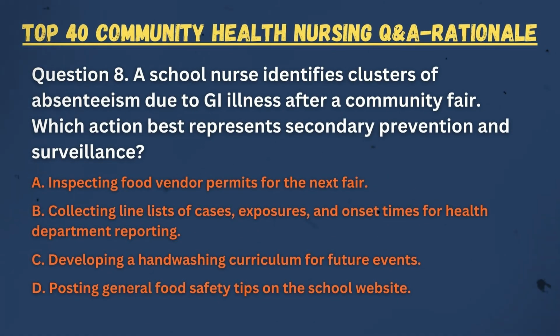Question 8. A school nurse identifies clusters of absenteeism due to GI illness after a community fair. Which action best represents secondary prevention and surveillance? A. Inspecting food vendor permits for the next fair. B. Collecting line lists of cases, exposures, and onset times for health department reporting. C. Developing a hand-washing curriculum for future events. D. Posting general food safety tips on the school website.